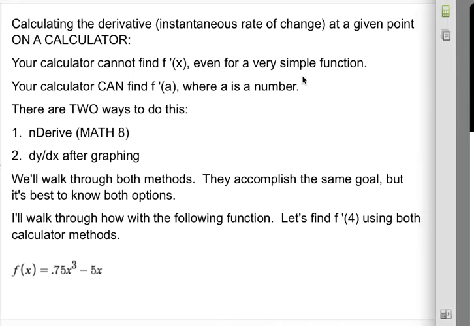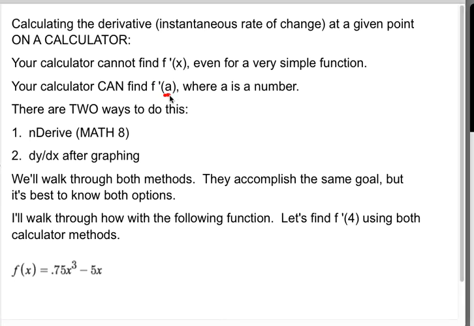So what I want to do now is focus on what you can do with your calculator, because this is going to be a skill that's absolutely required. So here's the idea. There are 2 ways to differentiate on your calculator, right? You can differentiate, but you have to differentiate at some point, like f of a. You can't find f prime of the variable x. You can differentiate at a point. So there are 2 ways to do this. One is called nDeriv, which is MATH 8, and I'm going to walk you through what that looks like in a sec. And the other one is dy/dx, and you do that after graphing. So we're going to walk through both methods.